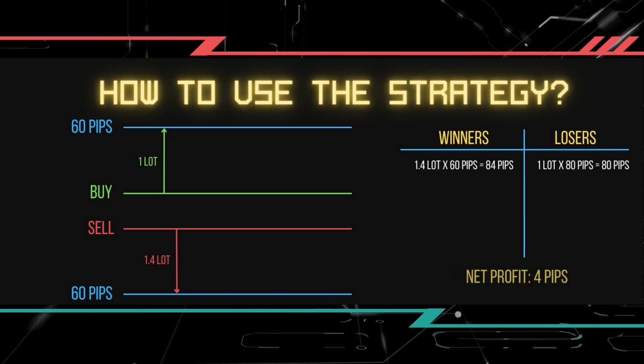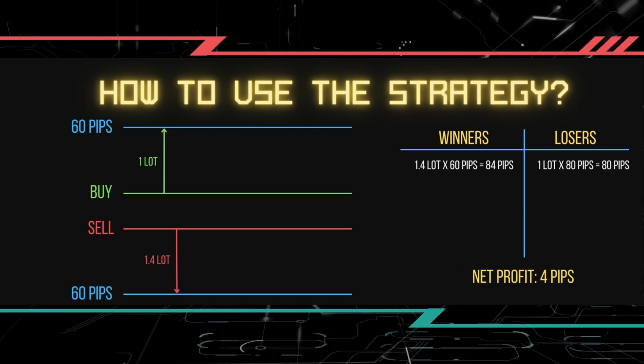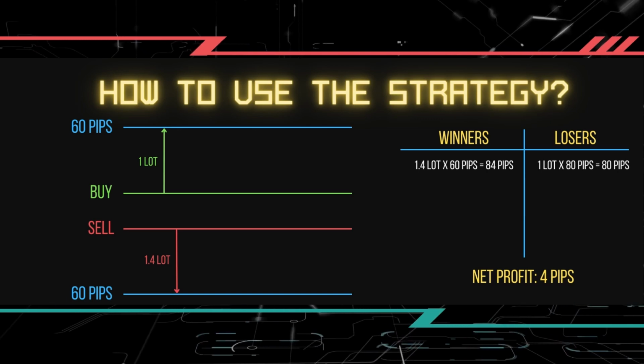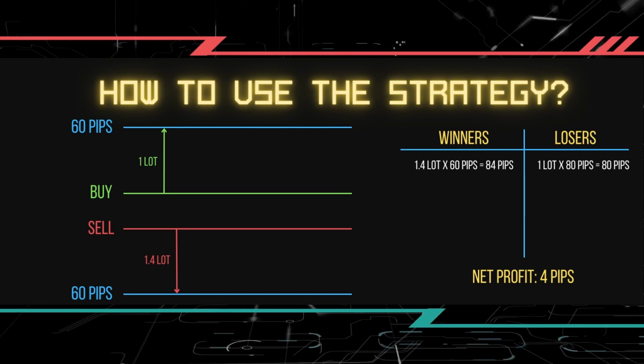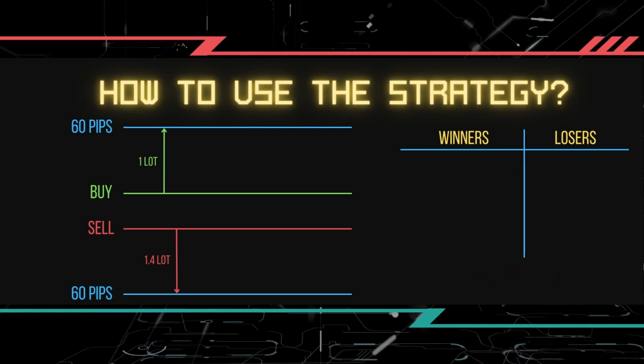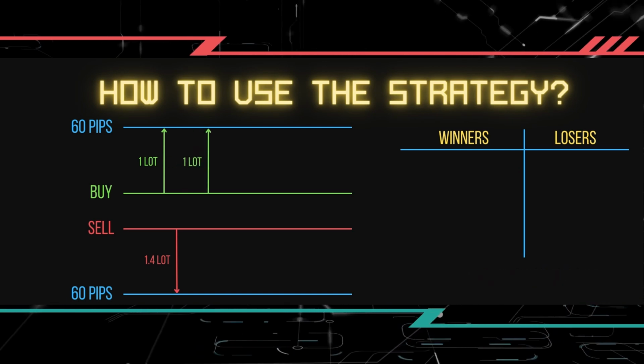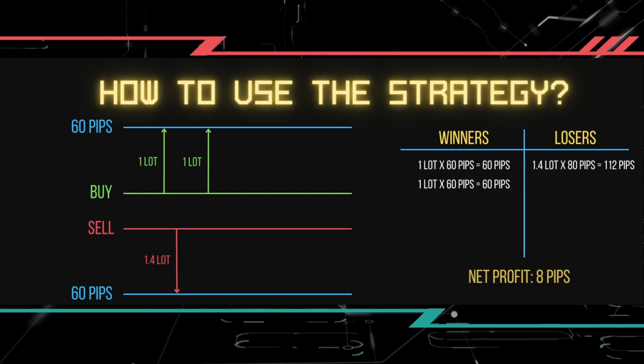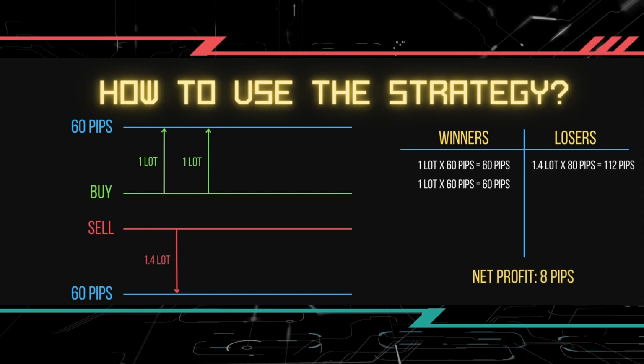If the price moved down and touches the take profit of the sell trade, we will have a net profit of 4 pips. But if the price goes back up to the entry point of the buy trade, we will enter another buy trade with one lot size and same take profit level. If the price touches the buy trade take profit, this will give us a profit of 8 pips.